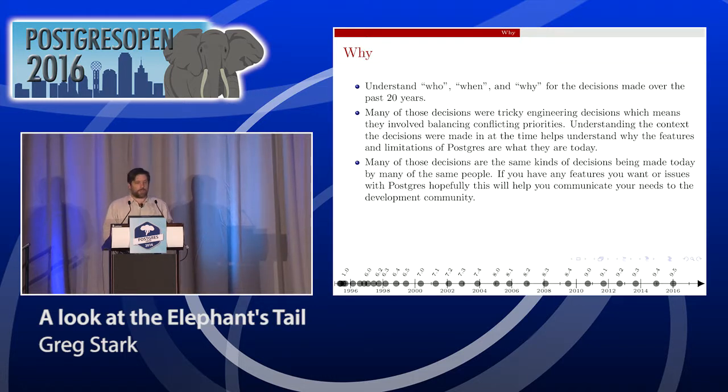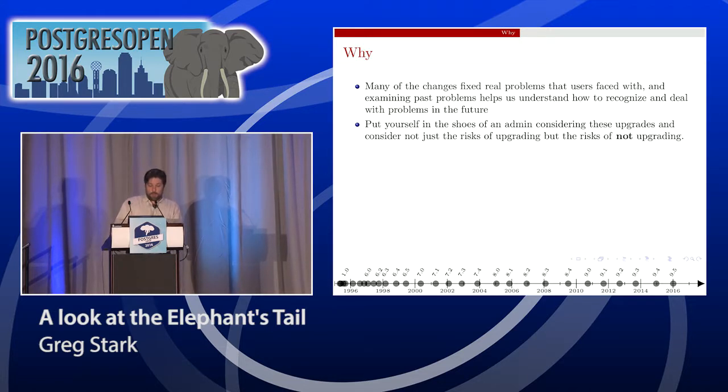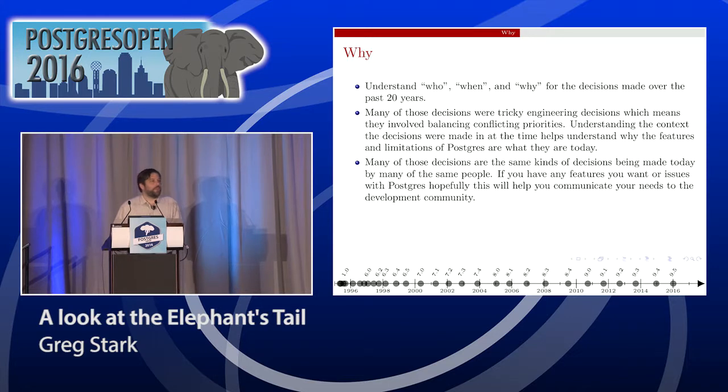And the reason I think this is actually more interesting than it sounds is to better understand what to expect out of Postgres today, and to better understand the decision-making process and the priorities to understand what features to expect in the future. In the most optimistic case, if you have a problem with Postgres and you have a feature you need, understanding where it's come from in the past might help you communicate with developers and explain why your problem is the kind of problem that they like to work on.